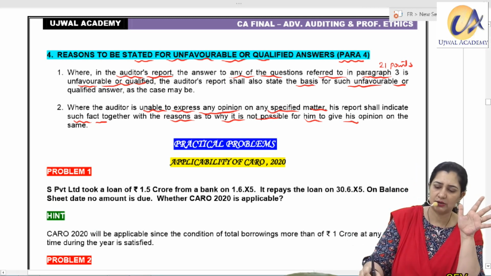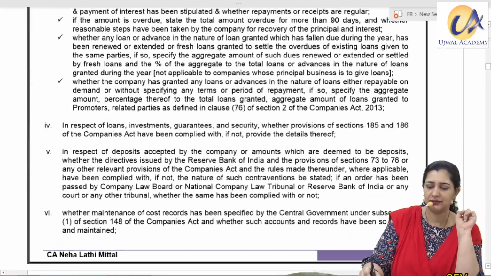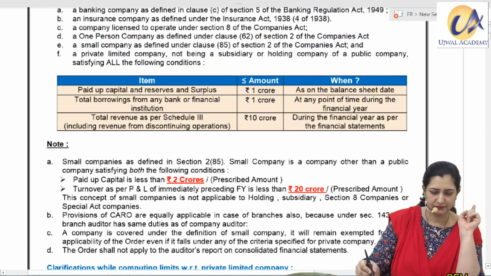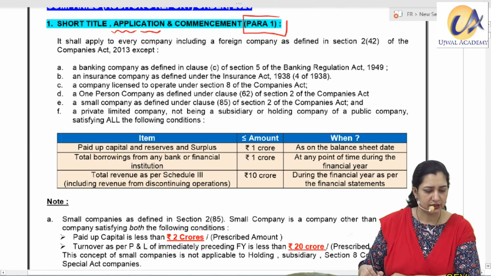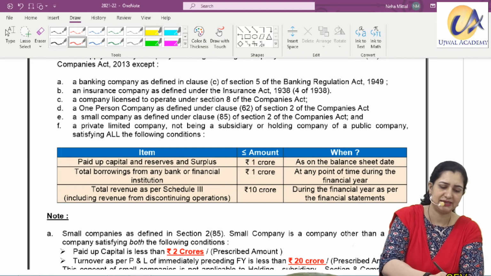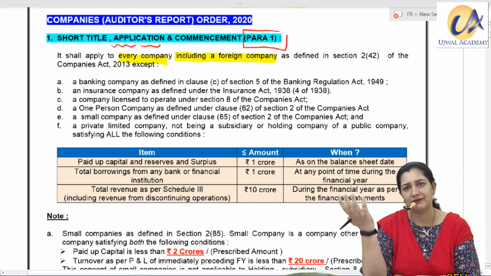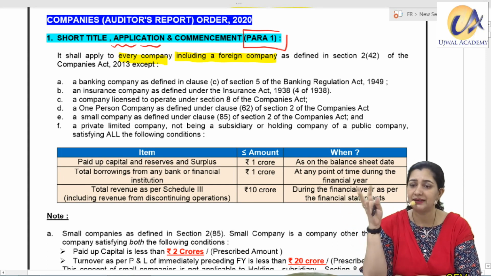So come on, let us start with paragraph 1. Paragraph 1, short title, application of Karo and commencement. Okay. So very easy. Karo applies to every company. Amazing. Including foreign companies which have an establishment in India and which may be incorporated outside India, but they also have to report on Karo.